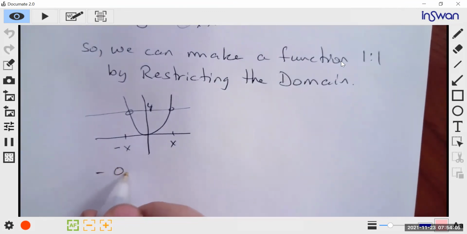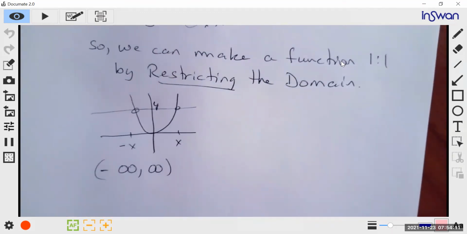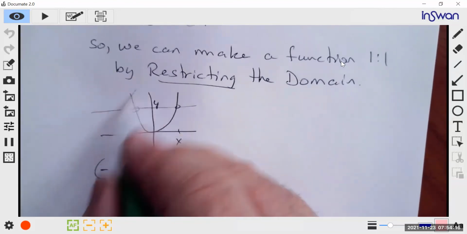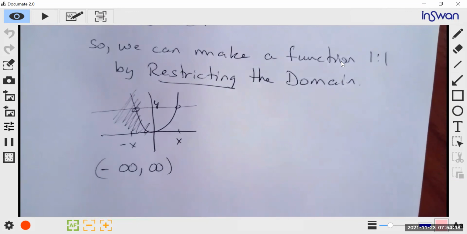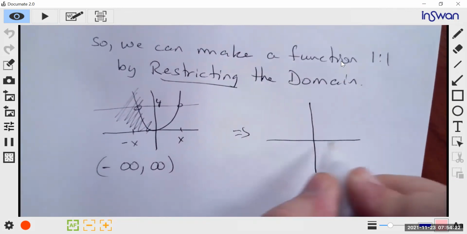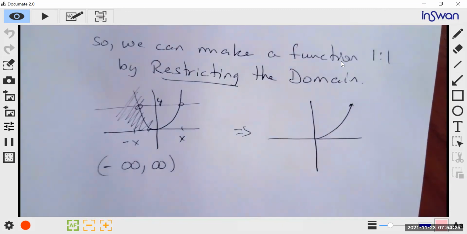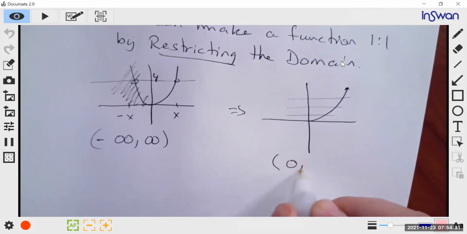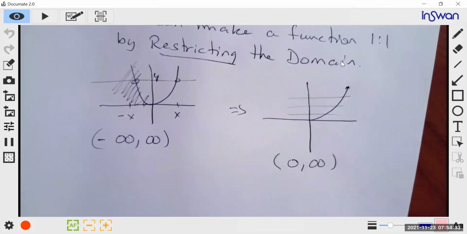The domain is negative infinity to positive infinity. It's continuous. Restricting the domain: instead of from negative infinity to positive infinity, let's get rid of half of it. Now it's 1-to-1, so the inverse exists. Our new domain goes from 0 to infinity. So that's how we can restrict the domain.